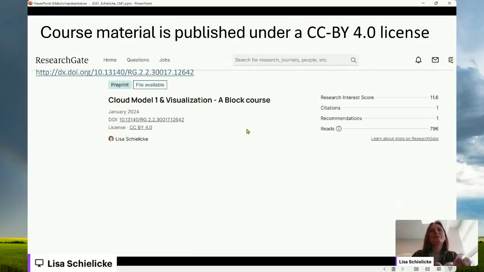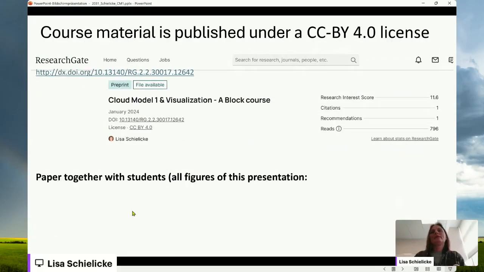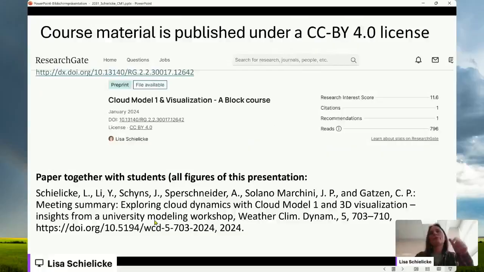The course material is published on a CC BY 4.0 license. You can find it here on ResearchGate, and the paper together with the students, where all the pictures or all the figures came from in this talk, can be found here.